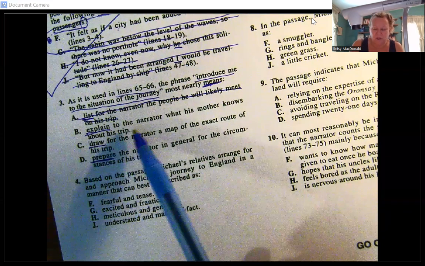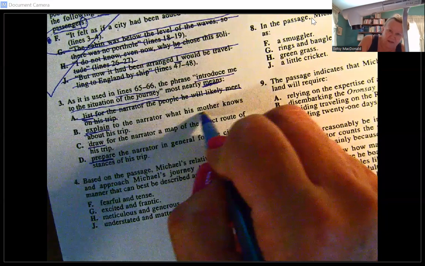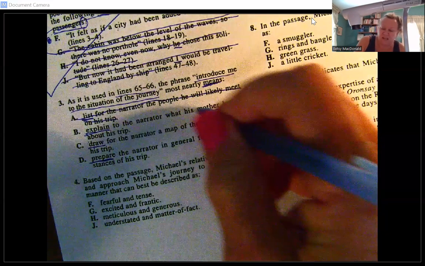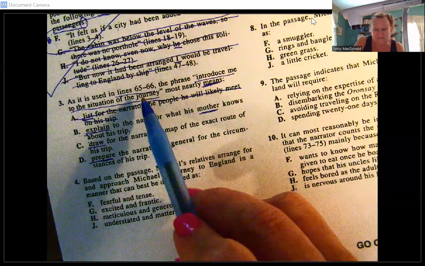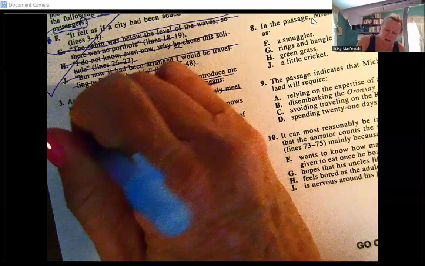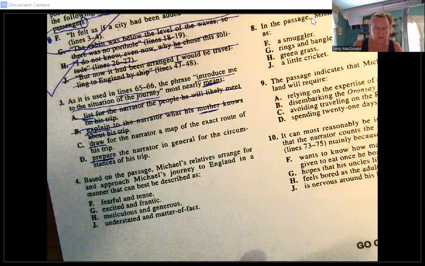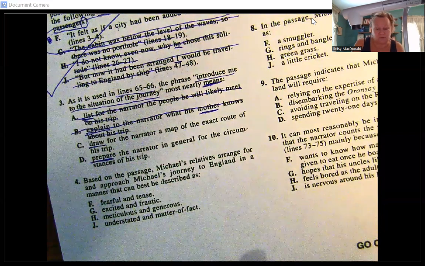Explain to the narrator what his mother knows about his trip. Did we hear anything about his mother? Never mentioned. If it says in line 65 to 66, stick around there, right? We do not know anything about his mother. We only heard mention of an uncle and this lady and uncles.